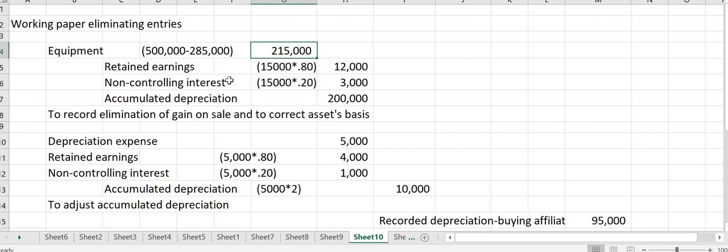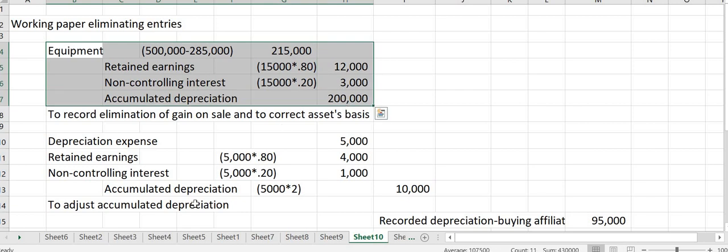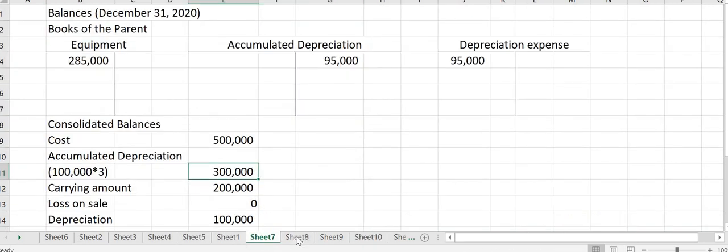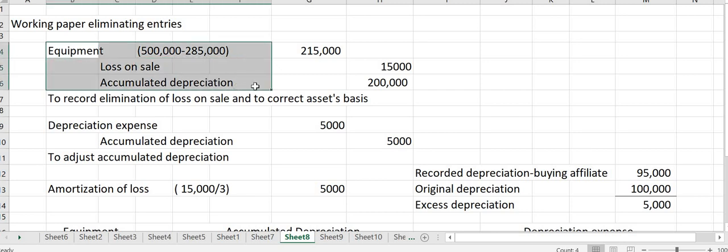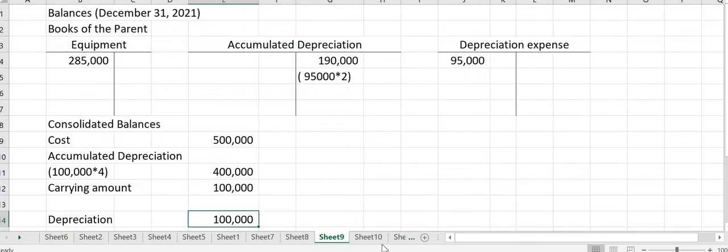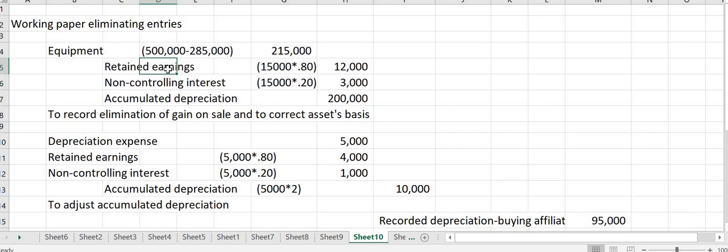So, we have 15,000 times 0.8. Kasi di ba yung loss on sale is 15,000. So, ano yun siya, i-prorate natin kay parent, which is share ni controlling, which is 80%, with 12,000. And share non-controlling, which is 15,000 times 20%, we have 3,000. And of course, we'll credit accumulated depreciation for 200,000. So this is actually the same entry for the first year of acquisition, di ba? It's just that yung loss on sale was credited na to retained earnings and non-controlling interest.